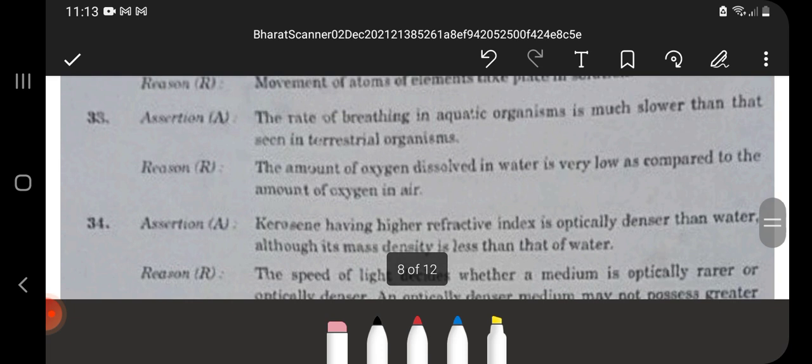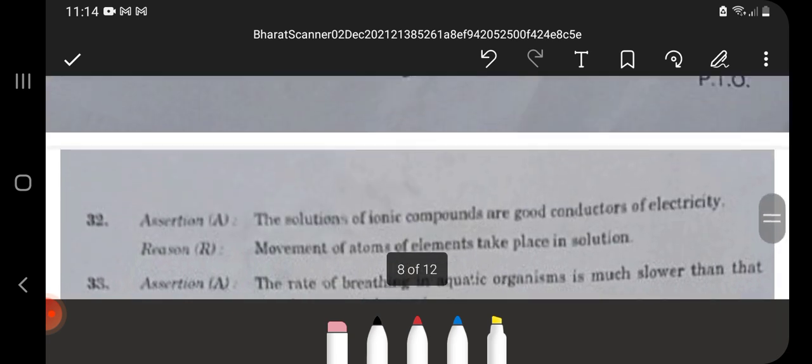33. Assertion A: The rate of breathing in aquatic organisms is much slower than that seen in terrestrial organisms. Reason R: The amount of oxygen dissolved in water is very low as compared to the amount of oxygen in air. 33 answer is D.